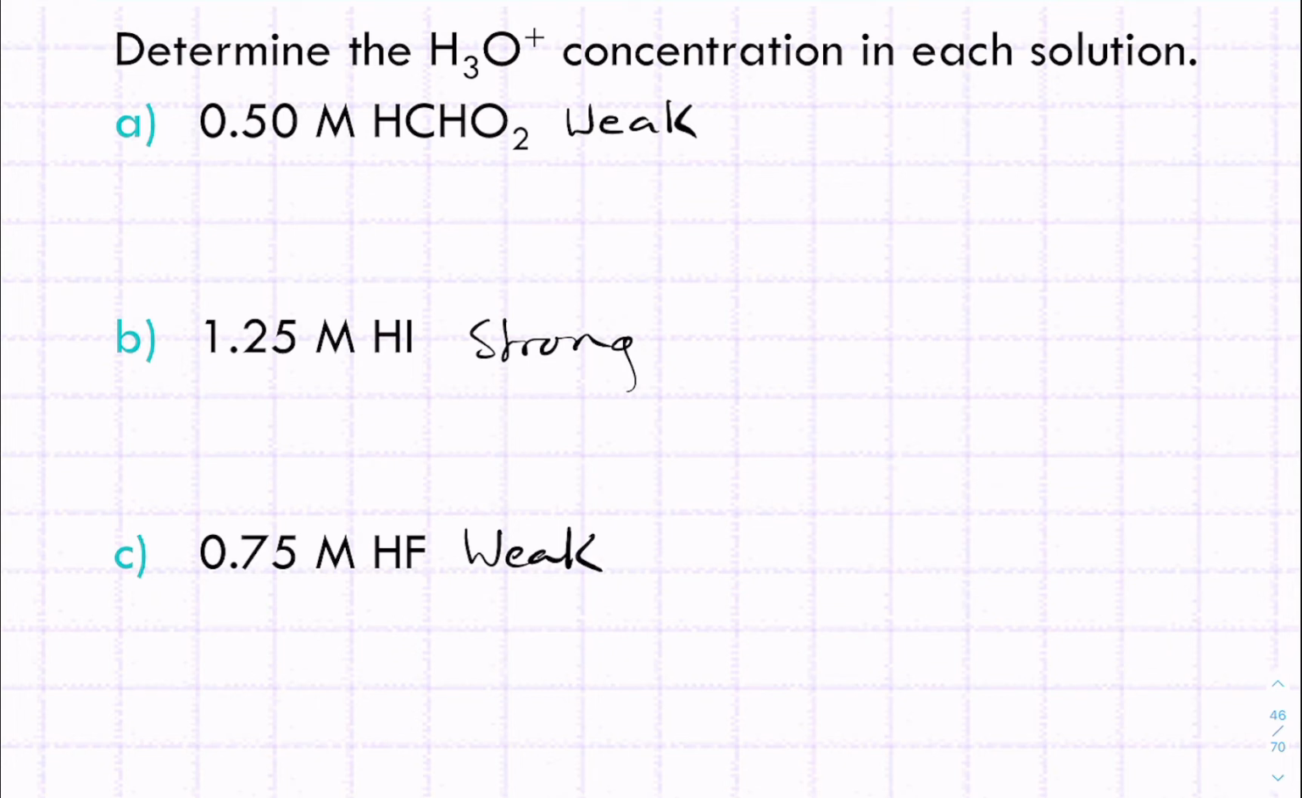Okay, so if this is, again, our formic acid from the previous slide, so that's a weak acid, what is our concentration of H3O+, if it's a weak acid?